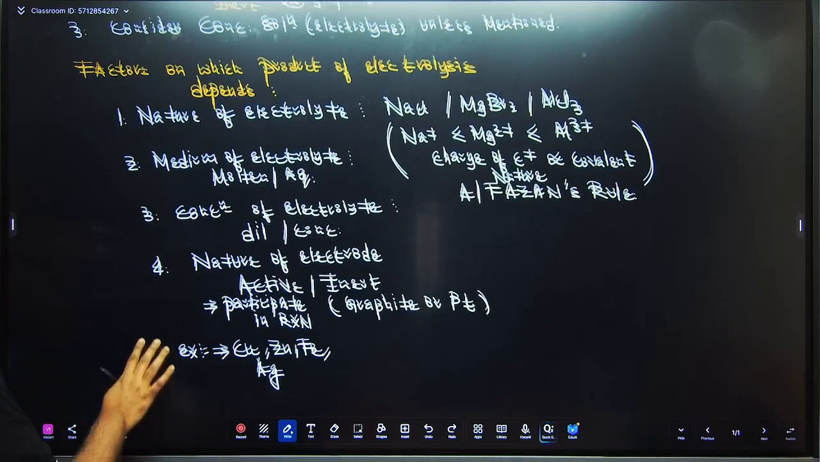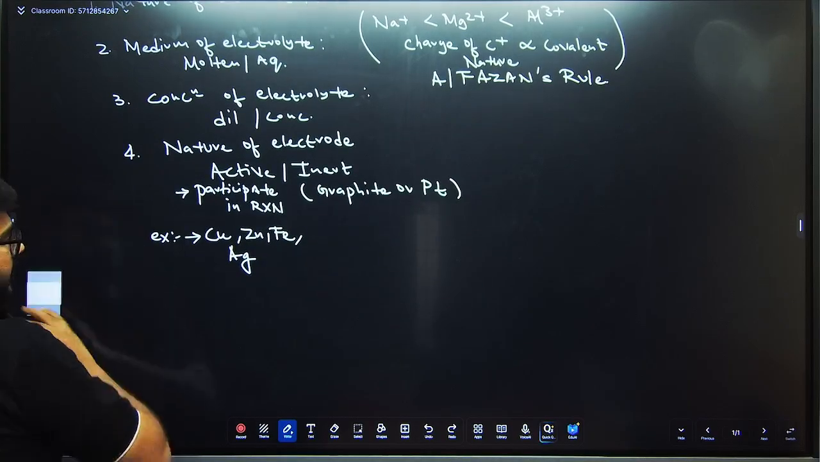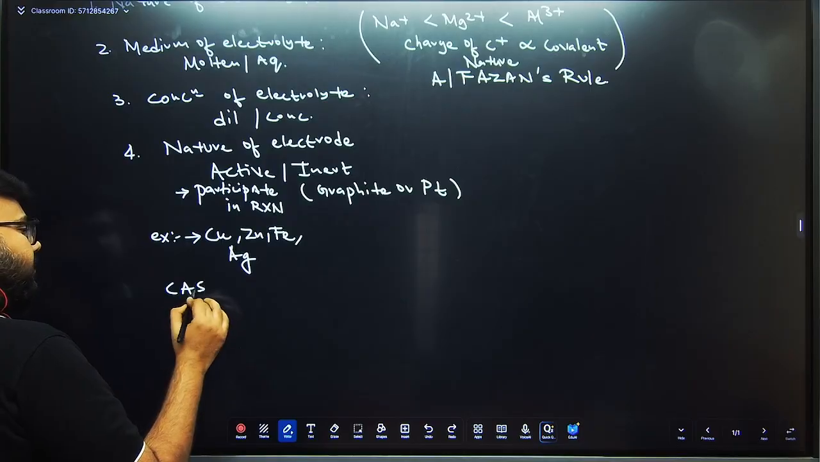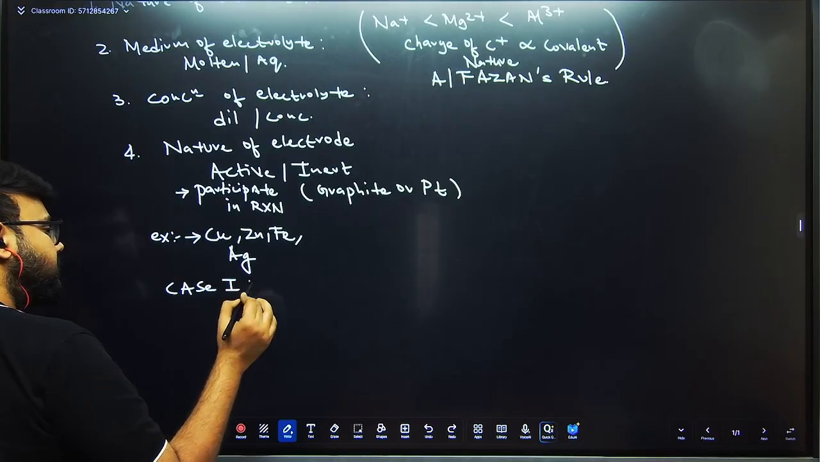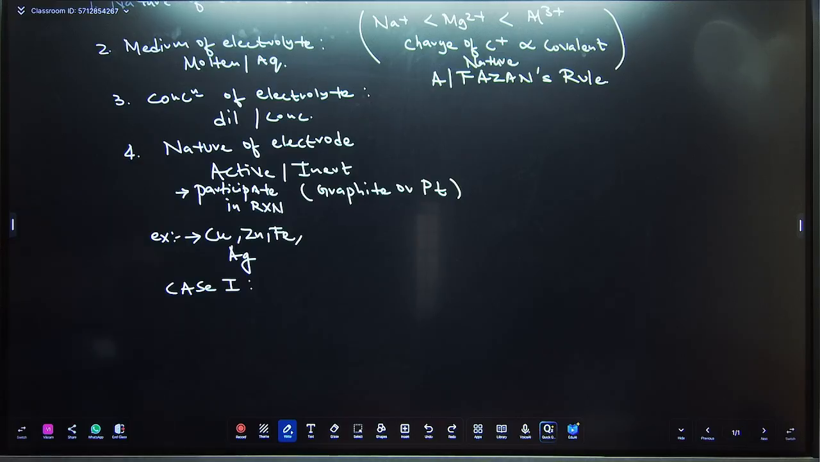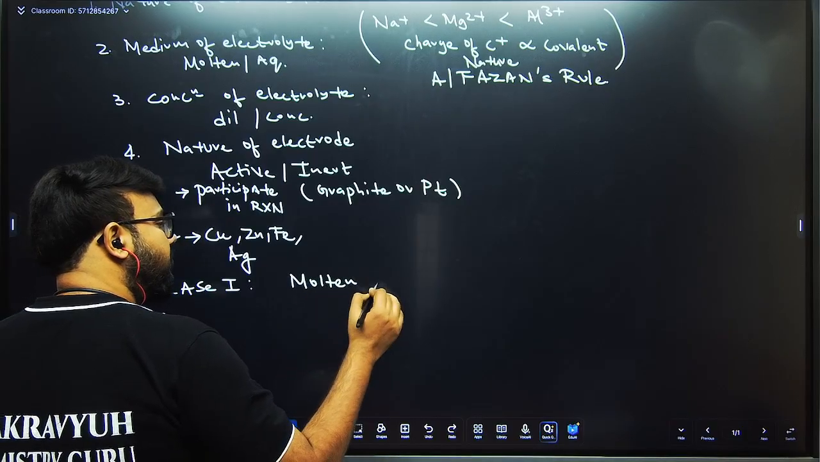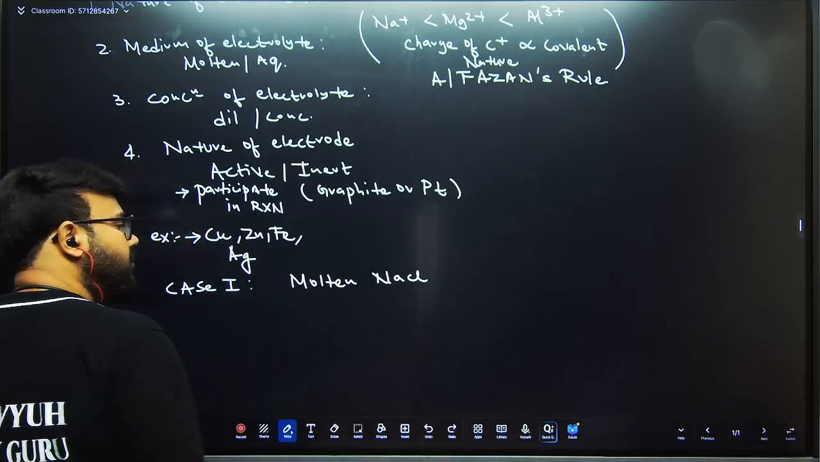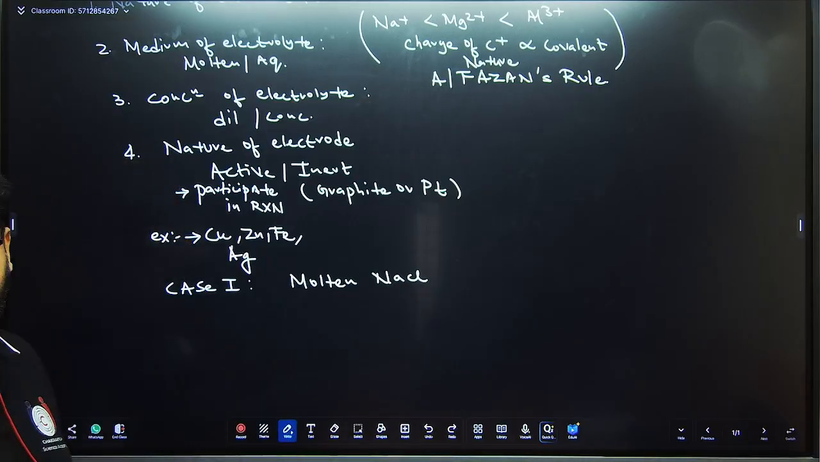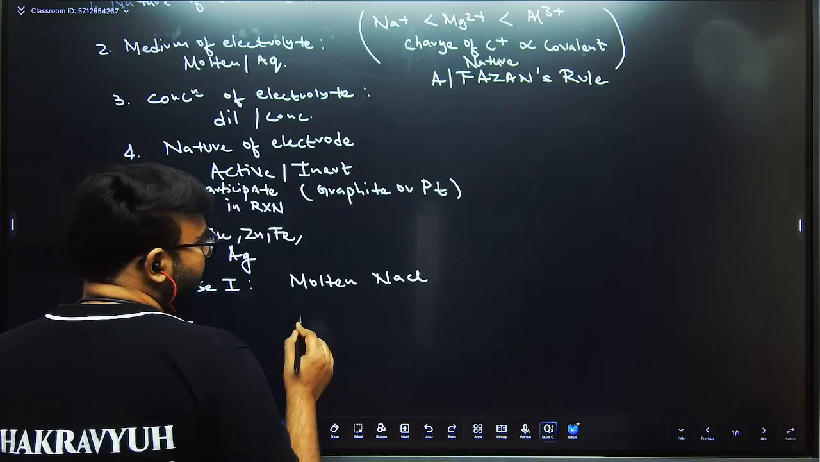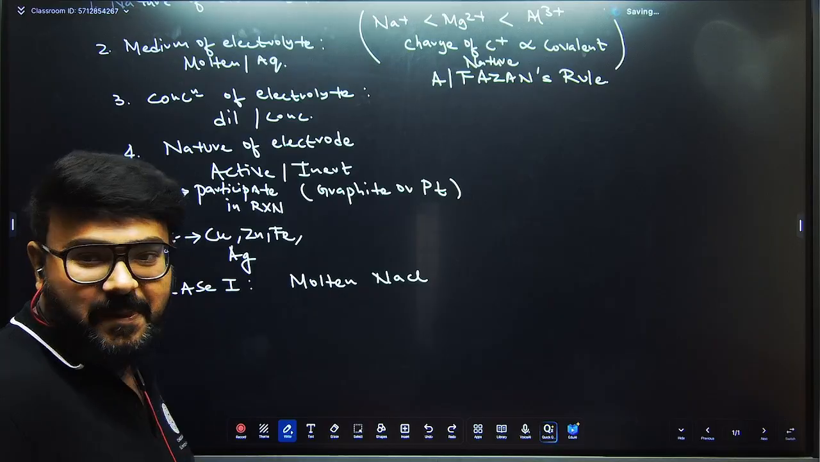So, guys, let's learn that. We'll see the first case, case one. In the first case, we are considering molten NaCl. Molten. So if it's molten, will there be water? It won't be water, right? What do you mean by molten? Tell me.